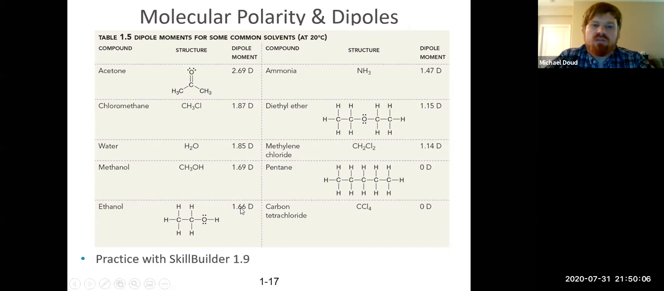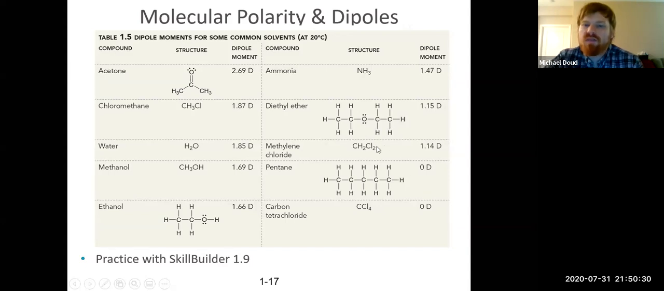Methanol as well, very similar, and then ethanol too. Finally, we have ammonia, which we'd occasionally use, and diethyl ether. We're getting less and less polar as we go down here. Diethyl ether is kind of in the middle of all of our organic solvents. It would normally be considered a non-polar solvent.